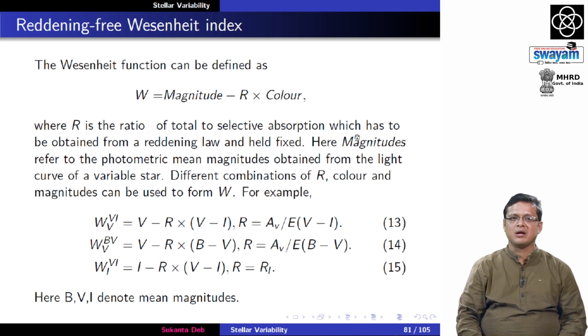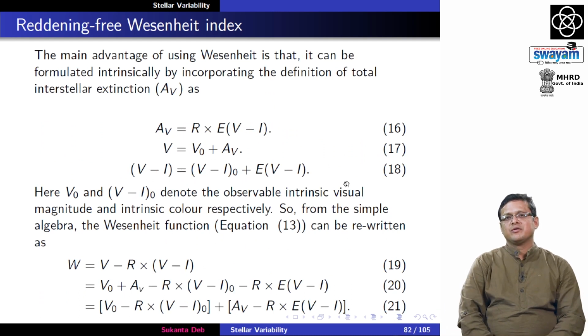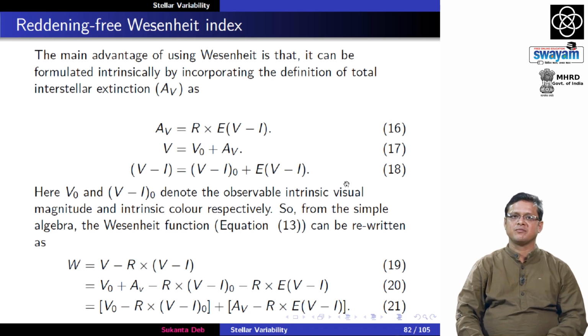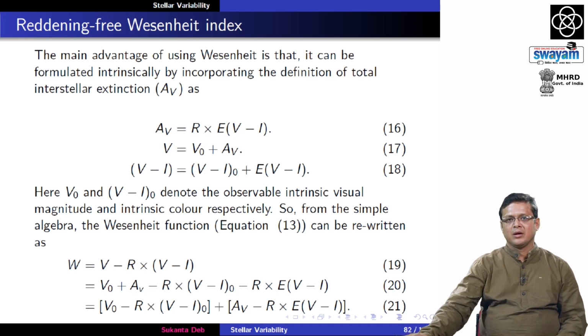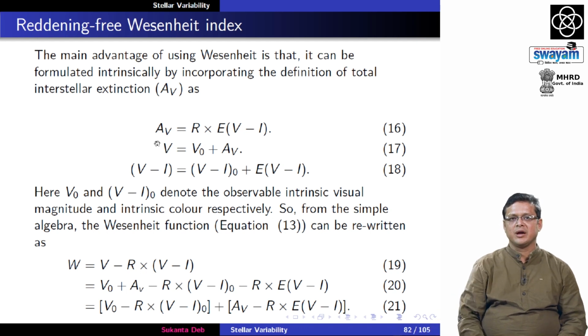Different combinations of R, color and magnitude can be constructed to form W. Some of the examples are given by equations 13, 14 and 15. The main advantage of using the Wesenheit index is that it can be formulated intrinsically by incorporating the definition of total interstellar extinction as AV is equal to R into E(V−I), V is equal to V0 plus AV. This is the observed magnitude, this is the magnitude corrected for extinction, this is the extinction. And similarly, E(V−I) is defined as (V−I) minus (V−I)0. Here V0 and (V−I)0 denote the intrinsic visual magnitude and intrinsic color respectively.